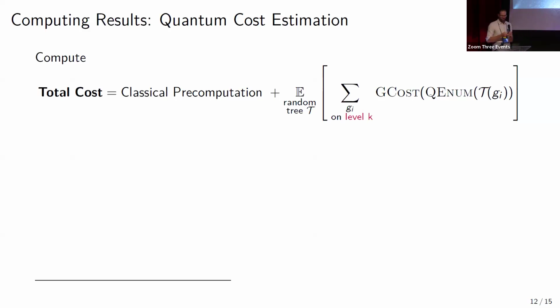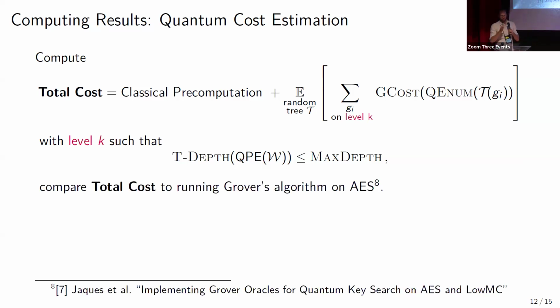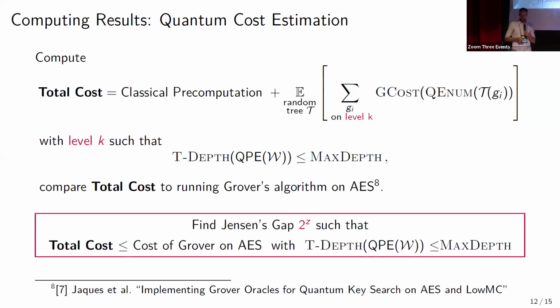Okay. So what do we do? We compute the total cost of our algorithm. That is the cost to do the classical pre-computation up to level k, and then the sum of all quantum iterations for all trees rooted at level k, where we choose k in such a way that the depth of the quantum phase estimation respects the max depth limit. Then we take this total cost and compare it to the total cost of running Grover's algorithm on AES, which is the baseline for the security levels of NIST. And now we come back to our Jensen's gap, and what you do is find the Jensen's gap to the power of z such that the total cost is less than or equal to that of running Grover on AES with our max depth limit respected.